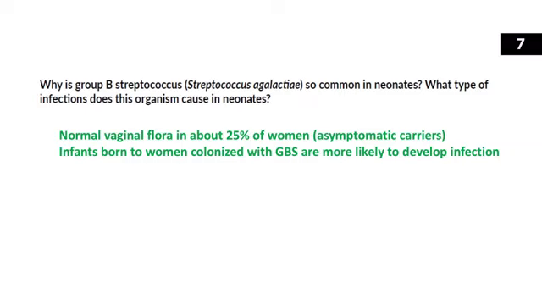Group B strep rarely causes problems for them, but we know that infants born to women who are colonized with Group B strep are more likely to develop Group B strep infections than infants who are born to women who aren't colonized. The second part of this question asks what types of infections Group B strep usually causes in neonates. Well, it frequently causes meningitis, pneumonia, and sepsis, which are clearly very serious complications.